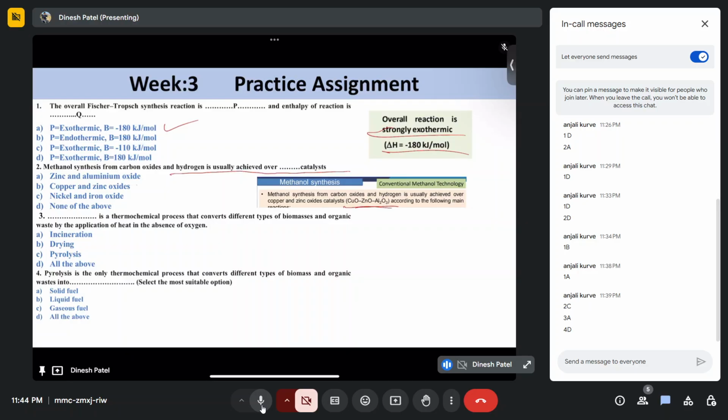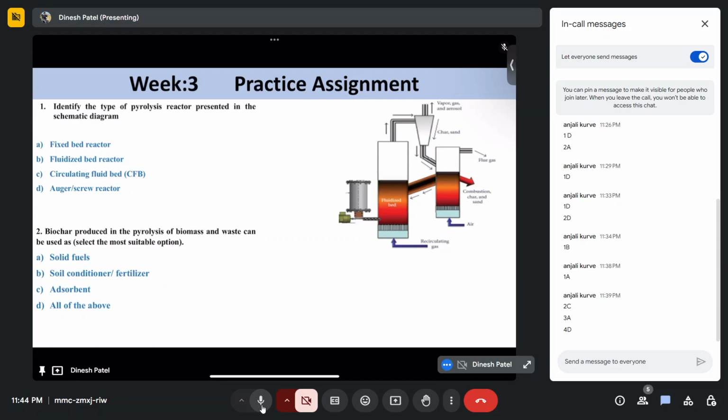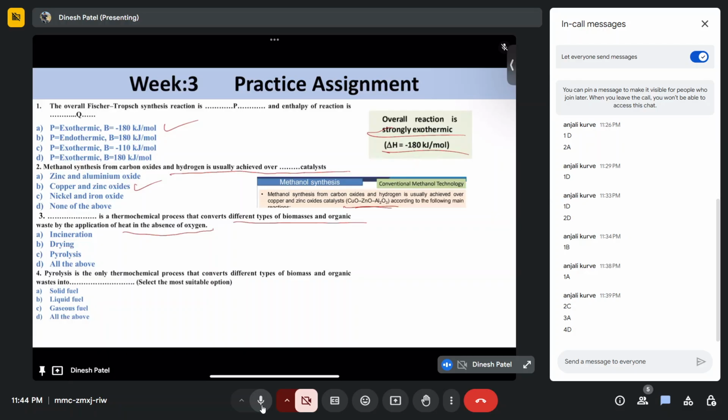Another question: this is a thermochemical process that converts biomass and organic waste by application of heat in the absence of oxygen. So in the absence of oxygen, the biomass is converted. This is the definition of pyrolysis. Last question: pyrolysis is the thermochemical process that converts biomass and organic waste into. From pyrolysis, we can produce all three: fuel, liquid, gases, solid. So correct answer is D.